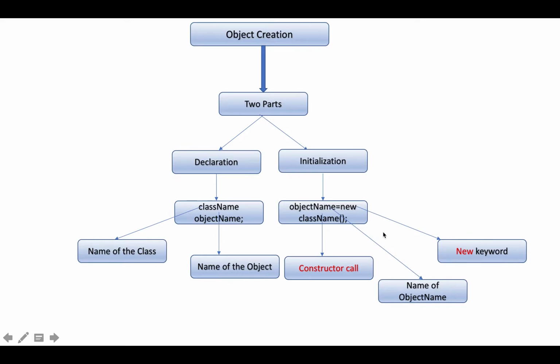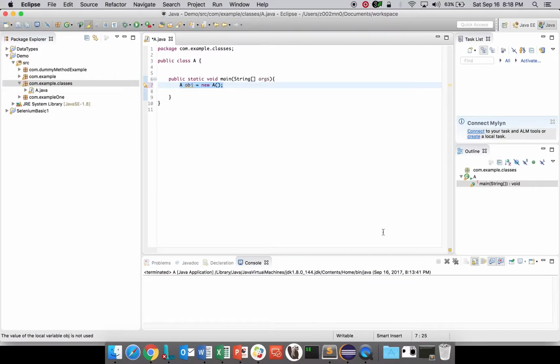But again we need to see something very important. This is called what? This is called a constructor. Now what is a constructor? A constructor is a special method in Java which has the same name as the class name and doesn't have a return type. Like this one. So basically this is calling a constructor of class A.